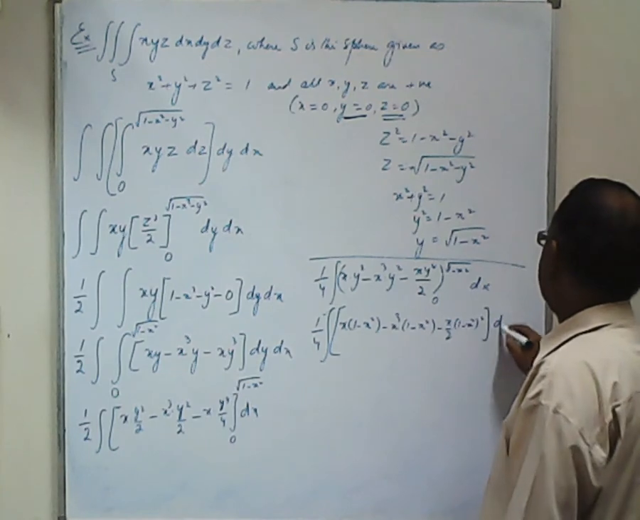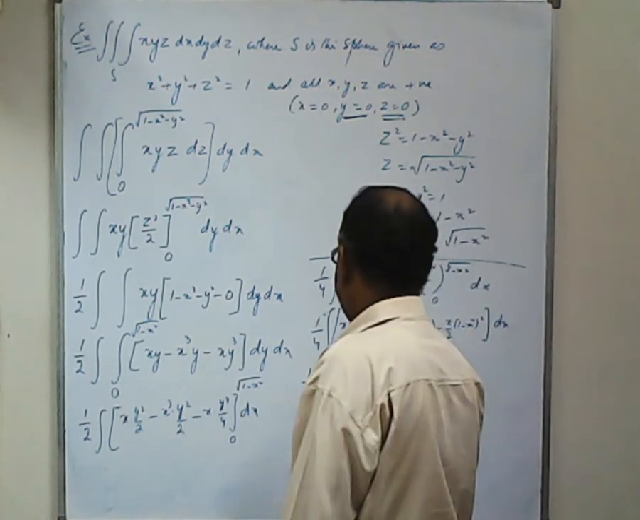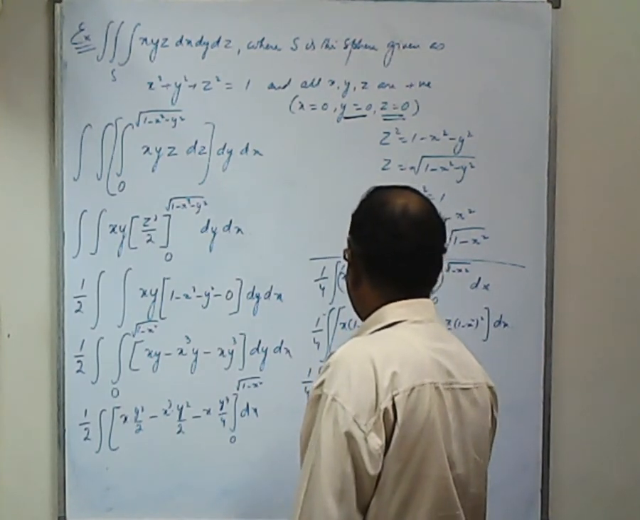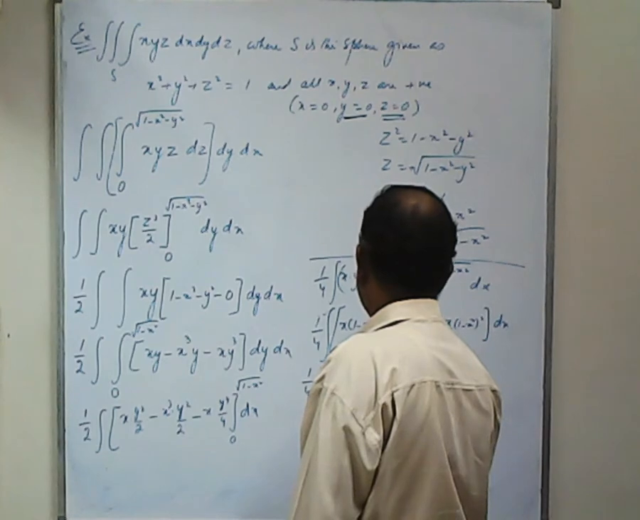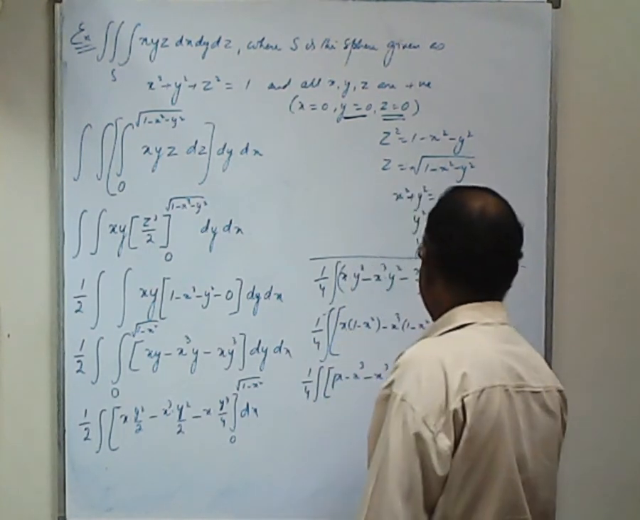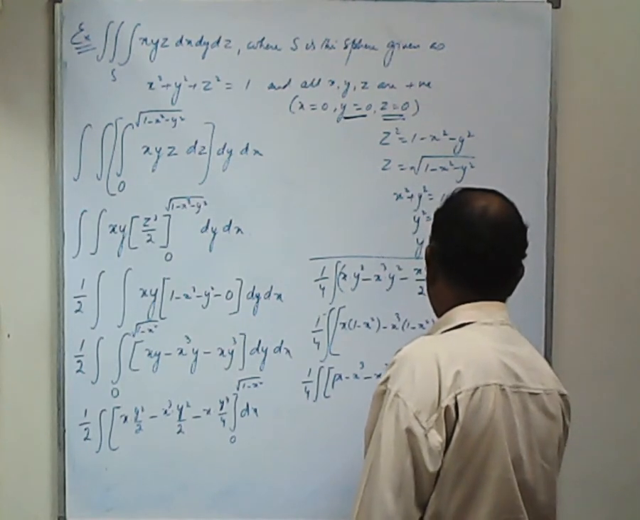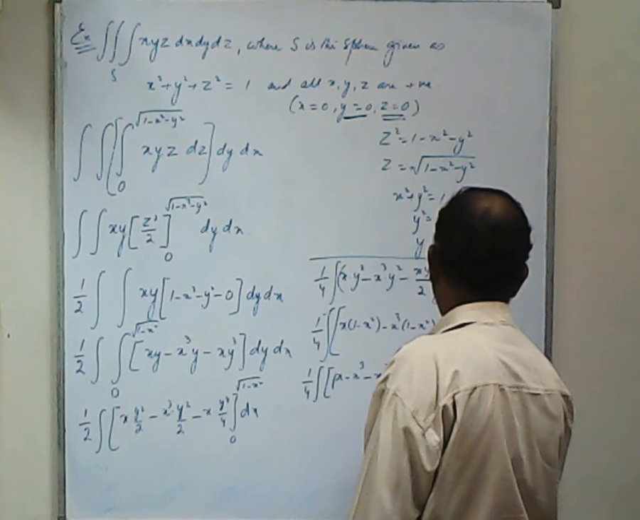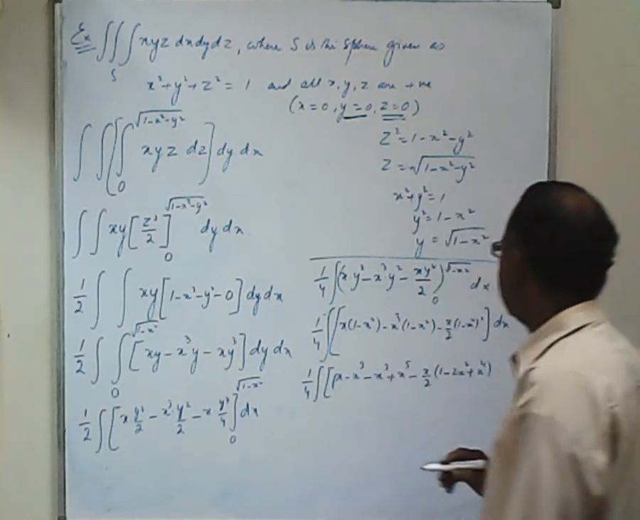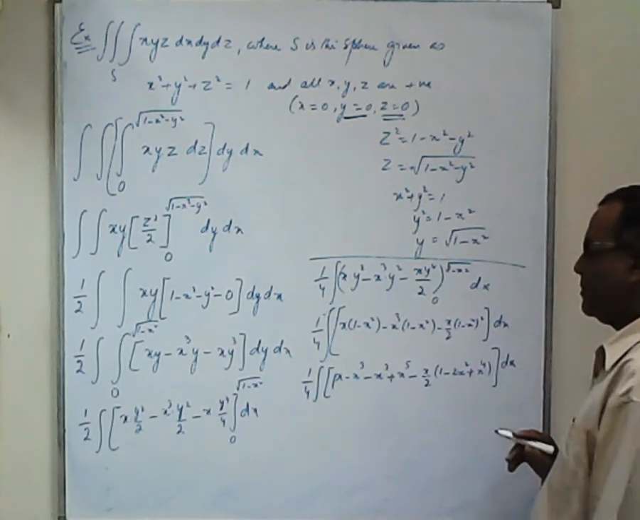Lower limit is 0, so all values will be 0. This is dx. So now I have 1 by 4 integral. What do I have? I have x minus x cube minus x cube plus x power 5 minus x by 2. It means 1 minus 2x square plus x power 4. I open the square, and this is dx.